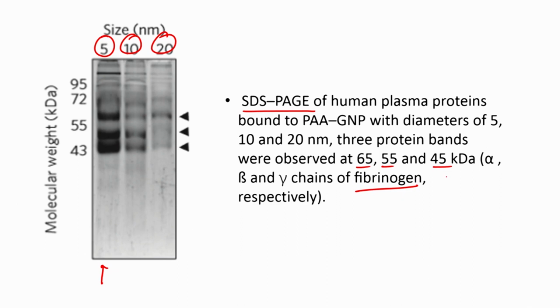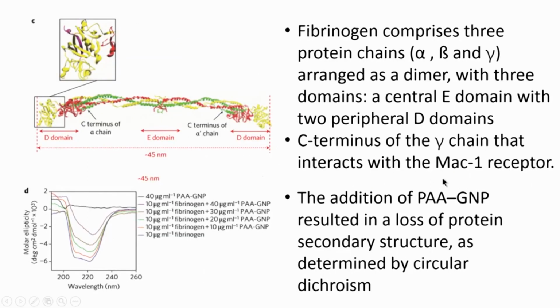So, essentially when I talk about this I am looking at 65 which is this guy, the 55 which is this guy, and then the 45 which is this guy. So, these 3 bands were very prominent every time they did this experiment. Then they found out that this is actually nothing but 3 different chains of fibrinogen. So, that is what they are describing here.